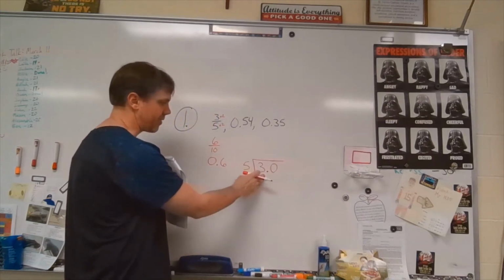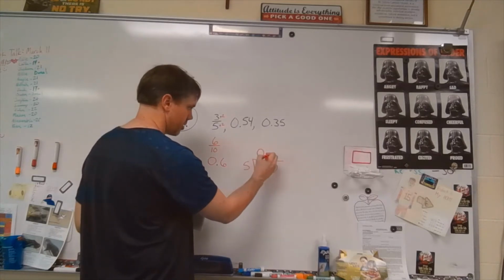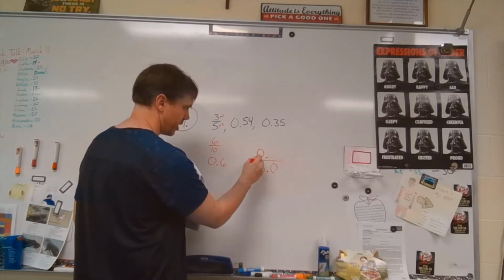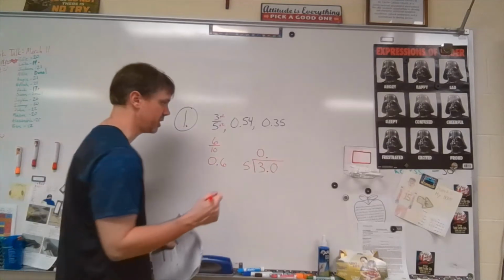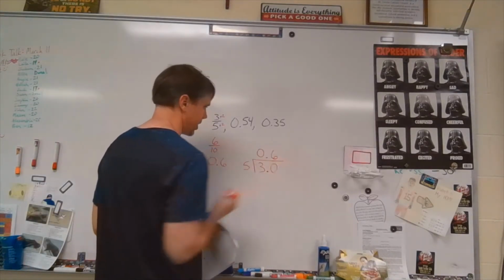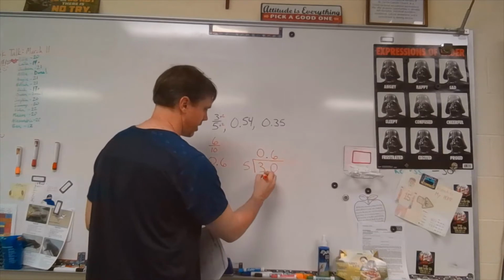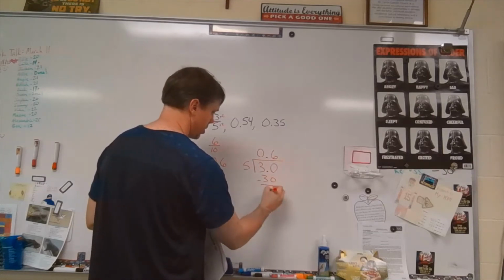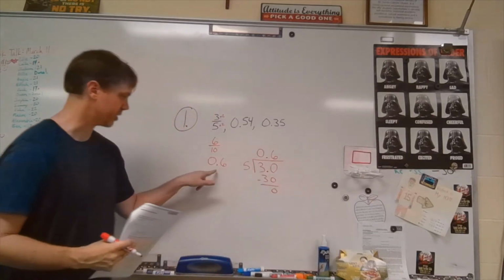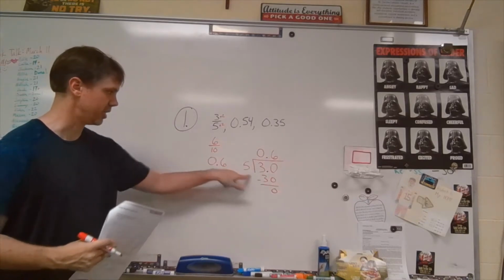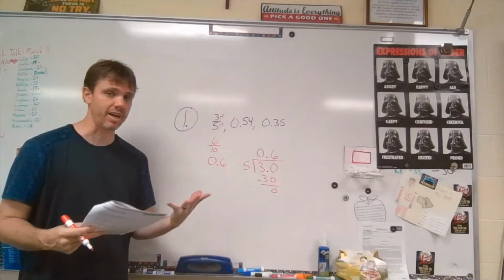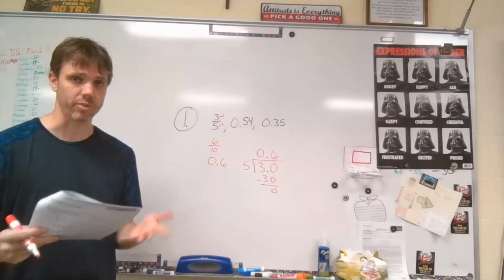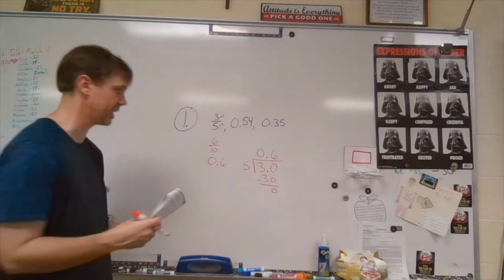5 goes into 3 0 times, so bring up that decimal point. 5 doesn't go into 3, so it's a 0. Then how many times does 5 go into 30? You should all immediately be able to say 6 times. 6 times 5 is 30. We don't have a remainder, so 0.6. So those two are equal, and you can get there in 2 different ways. This is important because we're going to have numbers that do not work so nicely with making them a 10 or 100.